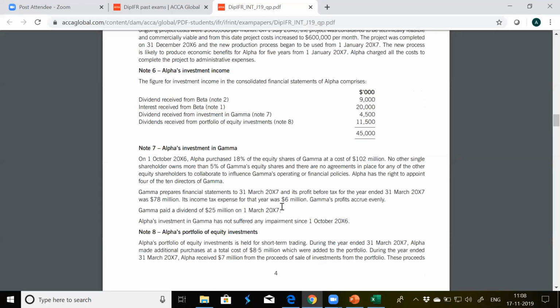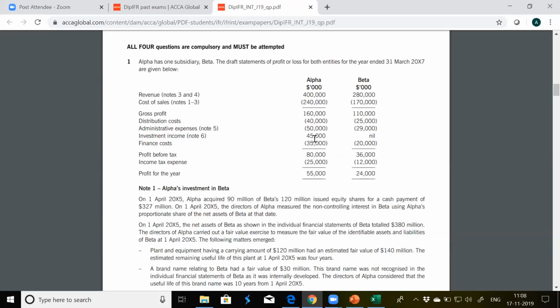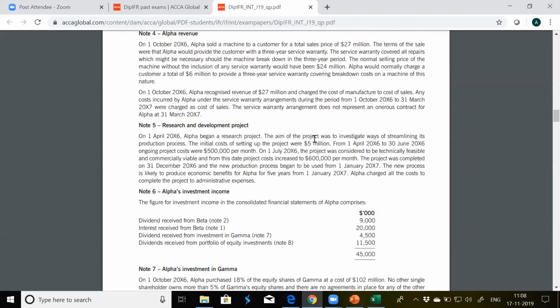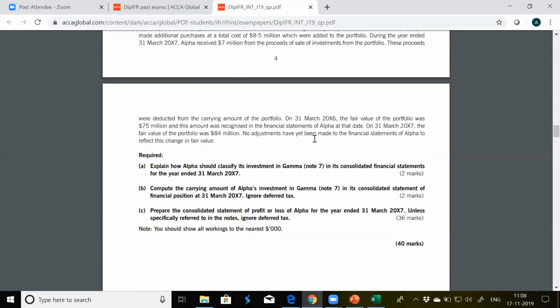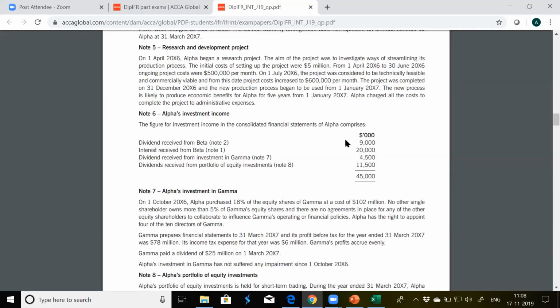What is the balance of investment income? Investment income balance is 45,000. It is told to us that out of this 45,000, we need to remove 29,000. Dividend received from investment in Gamma will be shown separately as share of profit from investment in Gamma. Hope you remember IAS 28 investment in associates. Any share of profit is included as part of the income statement.